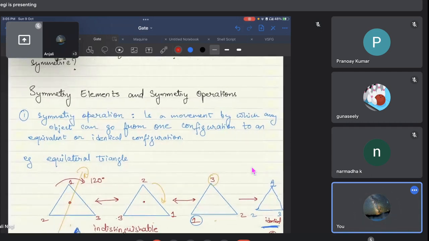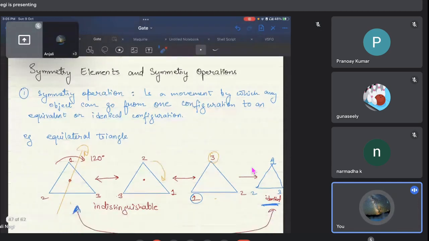So the symmetry operation is a movement. It is a movement by which any object can go from one configuration to another configuration by some operation we are doing on that particular molecule, such that we can get an equivalent or identical configuration.